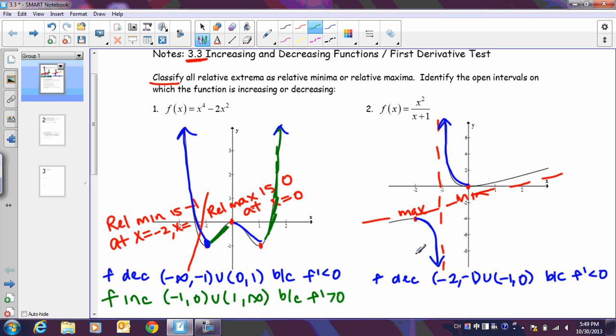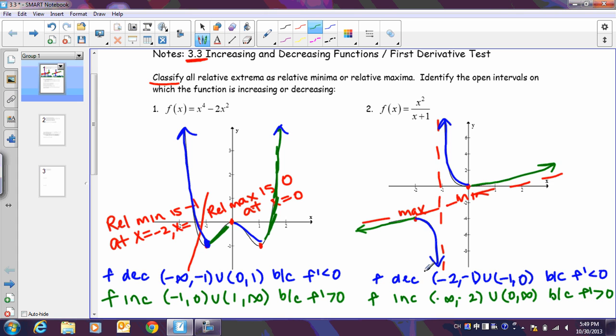Likewise, my function is increasing at the very beginning of the graph, so I could say f is increasing from negative infinity, and I stop at negative 2, and then I union that over here where I pick up increasing again, so I union that with 0 to infinity. And that is because f prime is greater than 0. So when f prime equals 0, you're neither increasing nor decreasing.